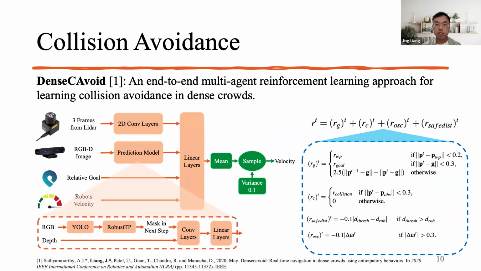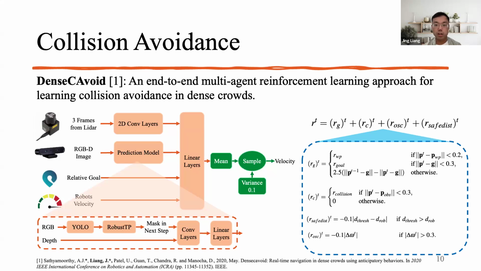For the input of the model, we have 2D LiDAR, RGBD image, relative goal position, and robot's velocities. Especially for the prediction model, we segment the pedestrians in the robot's vision and predict the positions of the pedestrians in the next time step. Then we use convolutional layers to process the predicted information and the background information of the image. The reward function is designed to achieve collision avoidance and also to encourage the robot to the target. The reward function includes 4 parts. RG here is to encourage robots to move towards the target, so it will provide a reward when the robot goes closer to the target.